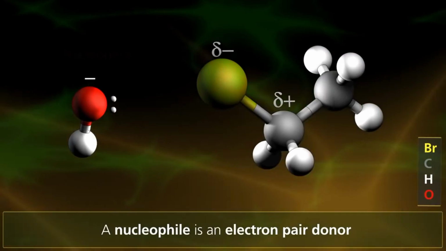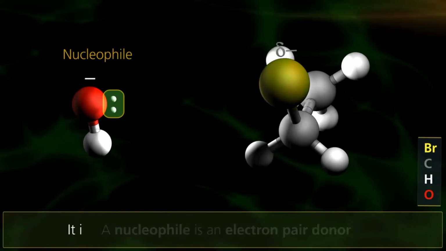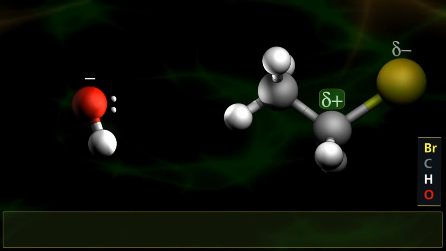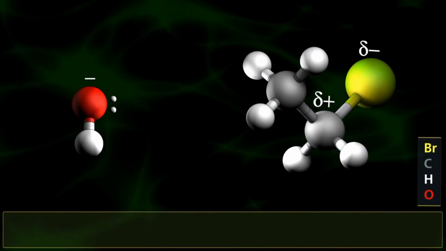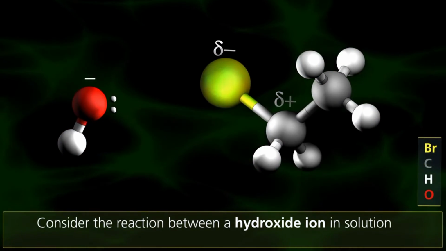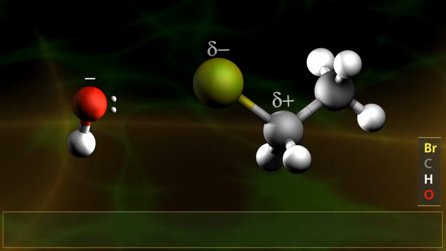A nucleophile is an electron pair donor. It is attracted towards species carrying a full or partial positive charge, with which it can form a dative covalent bond. Consider the reaction between a hydroxide ion in solution and bromoethane.